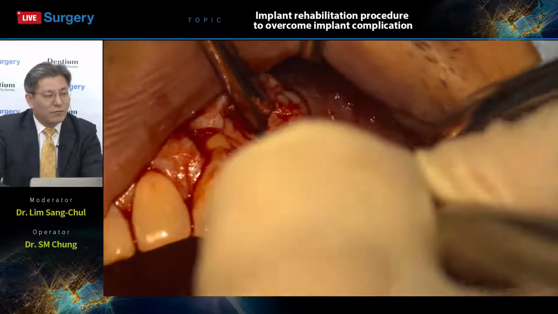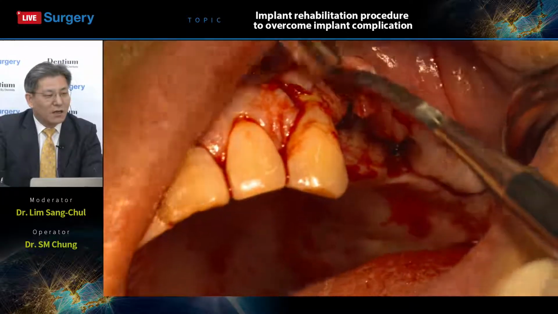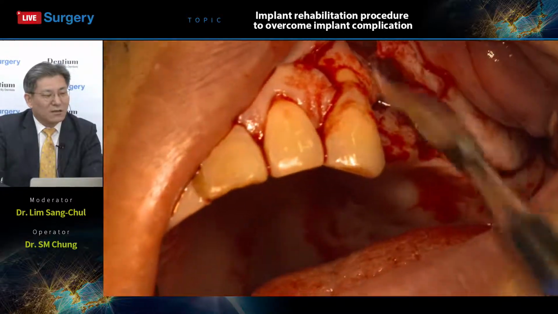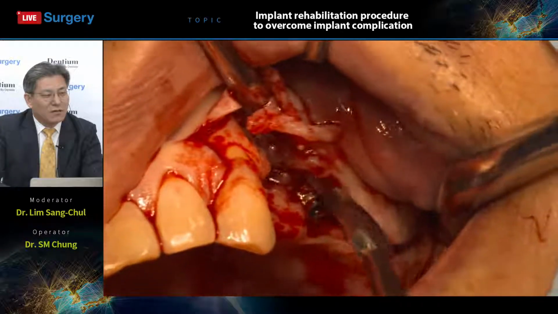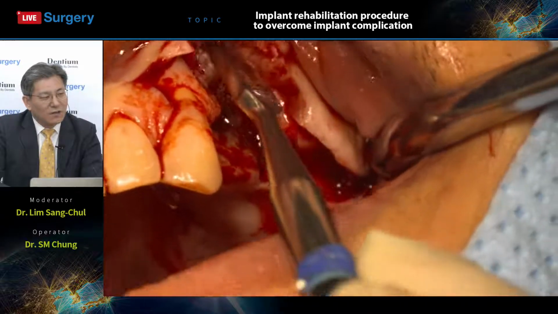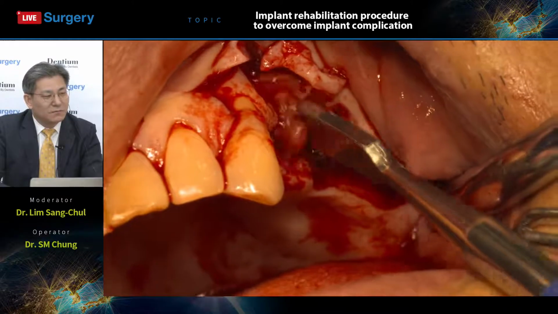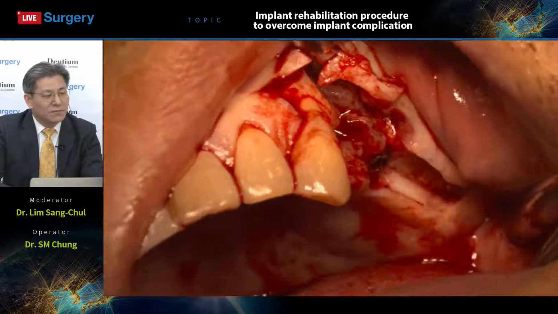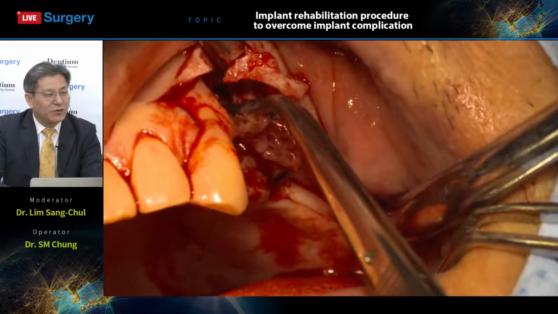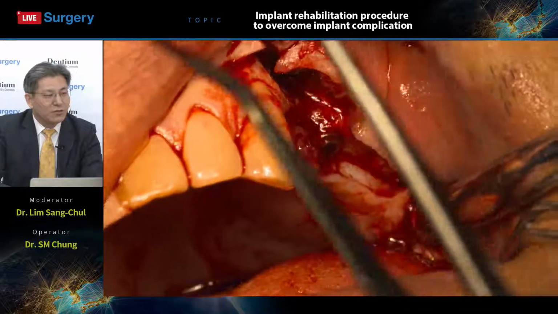As I mentioned before, this distal part of the canine has a big defect, almost like a bony clip. So, a big defect around the number 24 area. Three days before, he already removed the number 25 area and the installed implant fixtures.